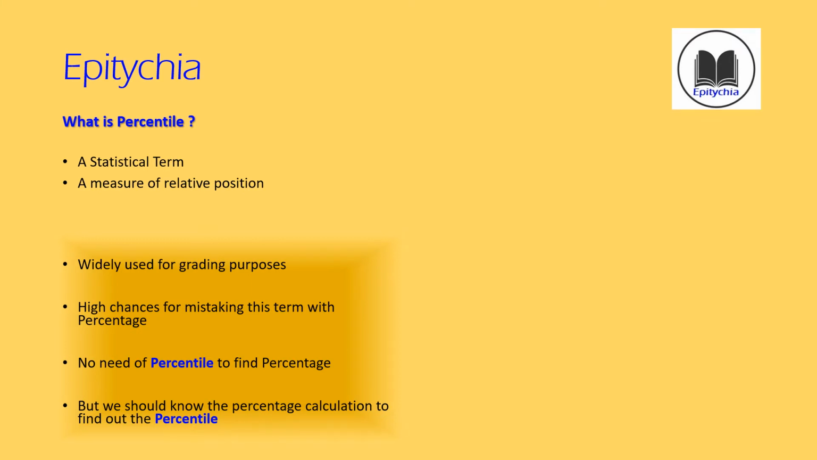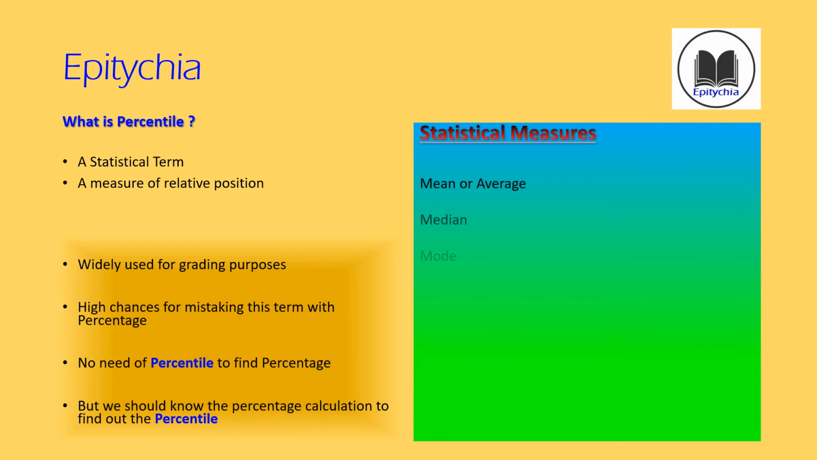What is percentile? It's a statistical term just like mean, median, mode, range, etc. Some of these are measures of the central tendency of the dataset, but percentile is a measure of relative position of data points within the set.